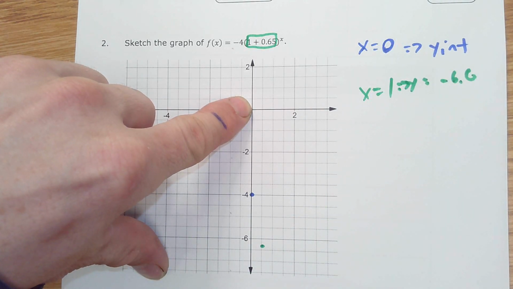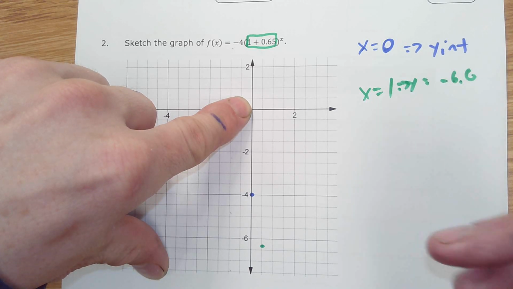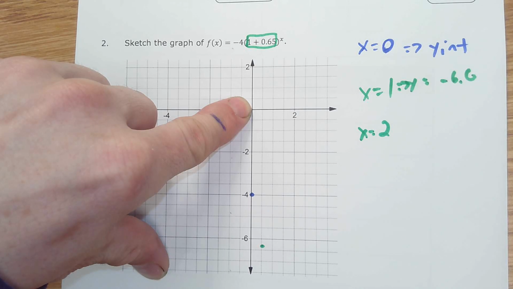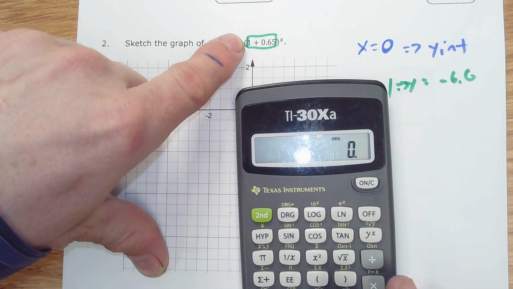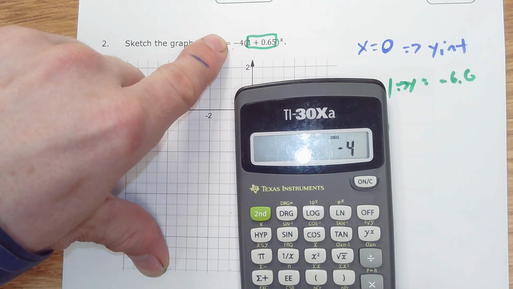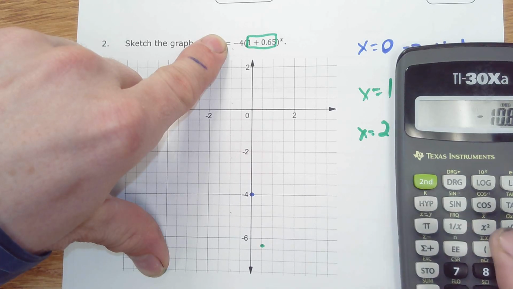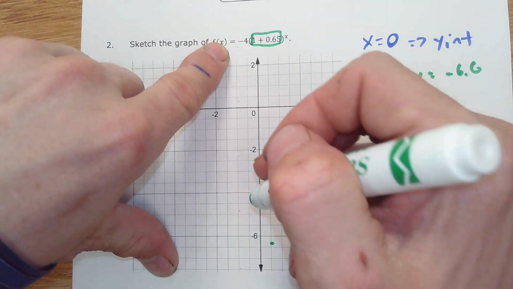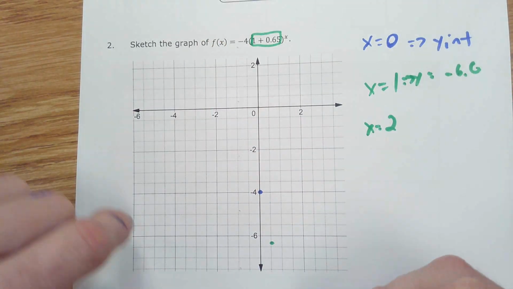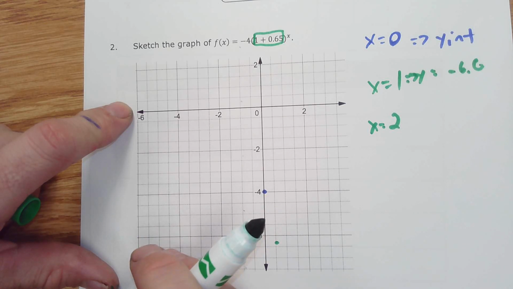And then when x is 2, this is going to be 1.65 raised to the second, which is about 2.72, multiplied by -4. It's going to be like -10. So when x is 2, it's going to be way down here at like -10. It's off scale. So it's going down super fast on this side of the y-intercept.